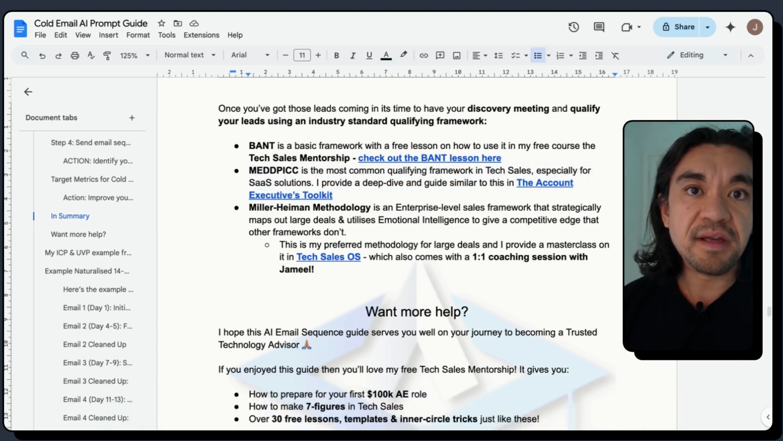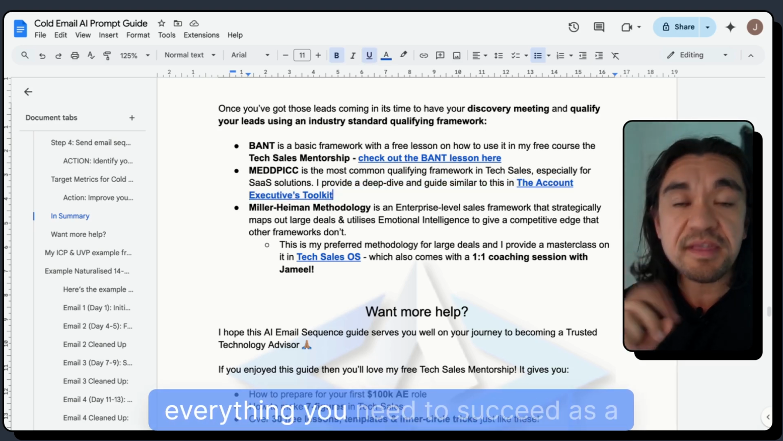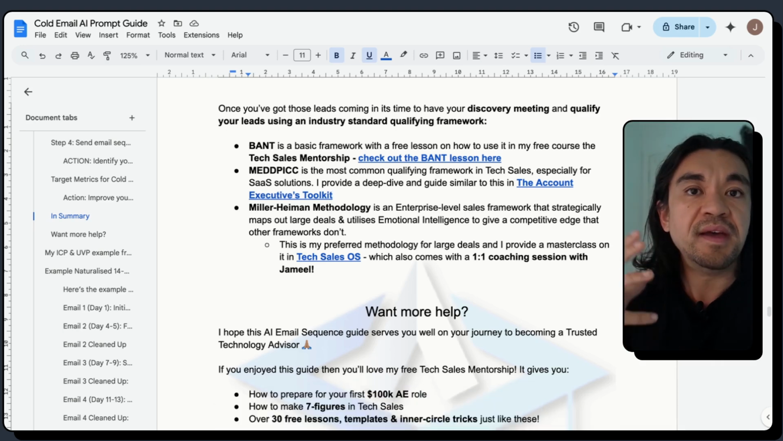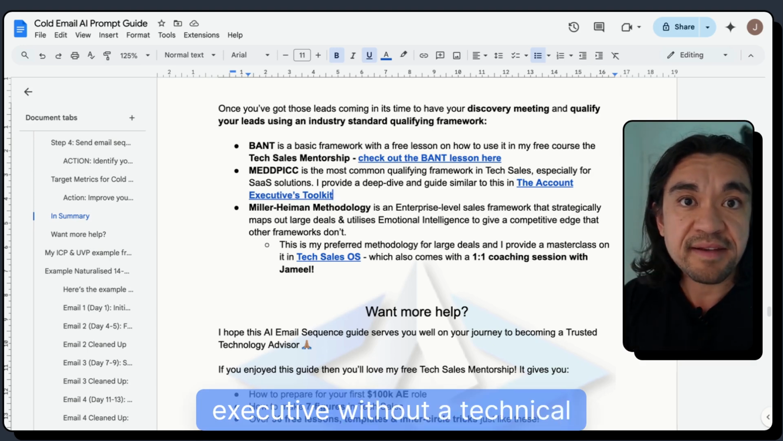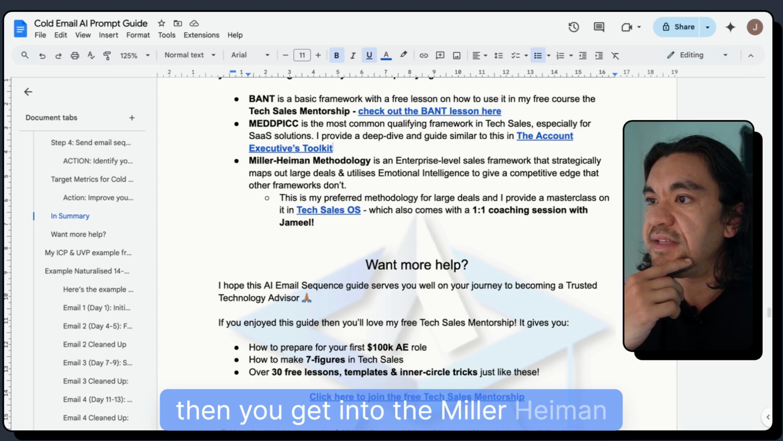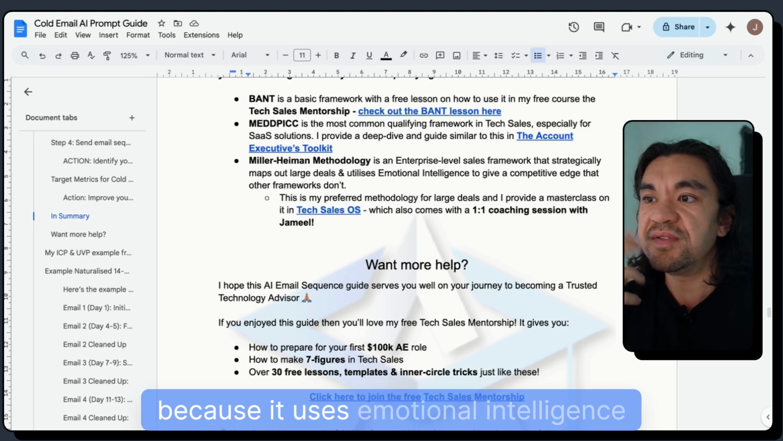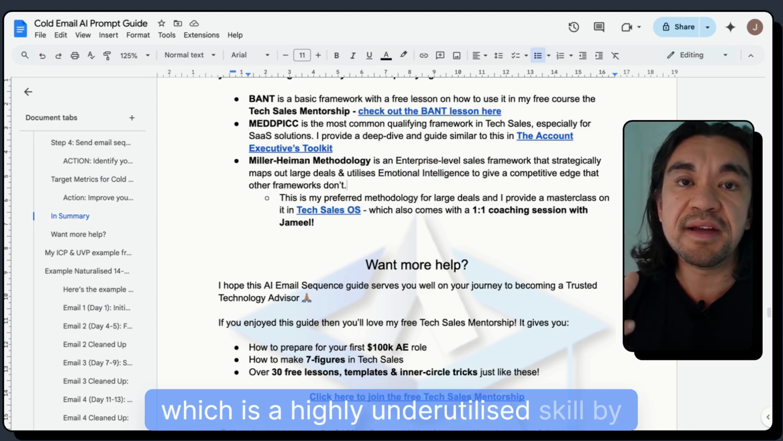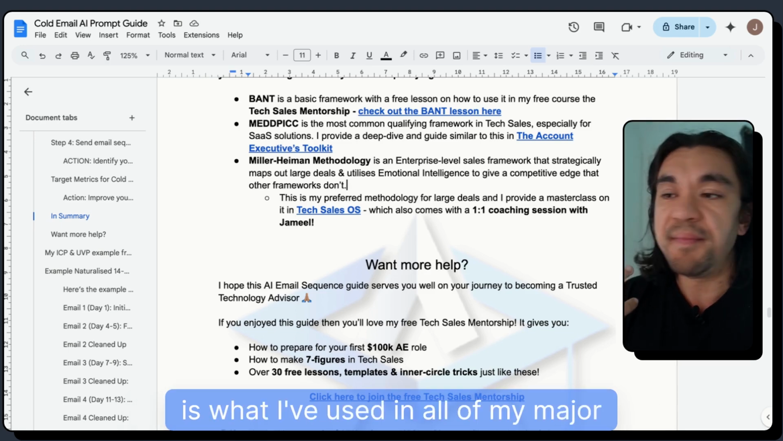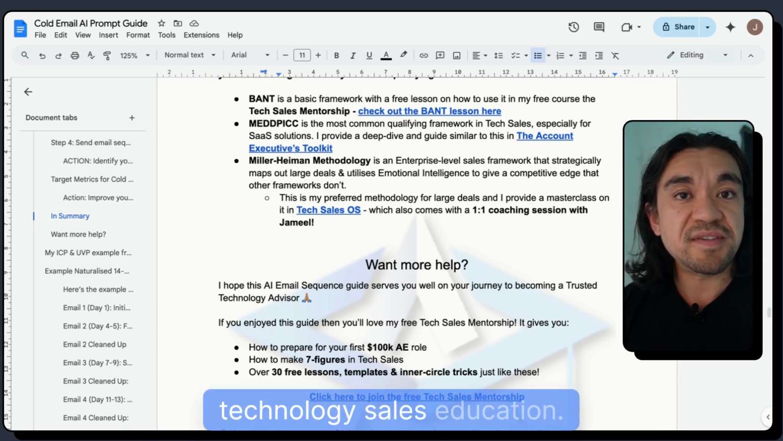That's an industry standard. That is something that I teach and provide a similar deep dive on in the Account Executive's Toolkit, which is everything you need to succeed as a technology sales AE. All of my tools, systems, and processes from my years of being an account executive without a technical background. And then if you really want to play with the big boy stuff and make some big coin, then you get into the Miller-Heiman sales methodology, which is an enterprise level sales framework, which is advanced because it uses emotional intelligence, which is a highly underutilized skill by most account executives. And this is something that I prefer, and this is what I've used in all of my major deals, and that is in something I call Tech Sales OS, which is your complete technology sales education.